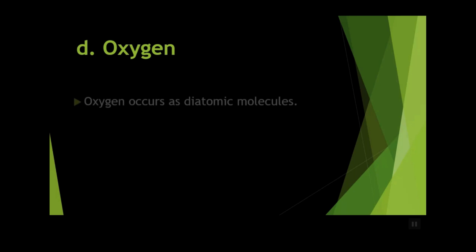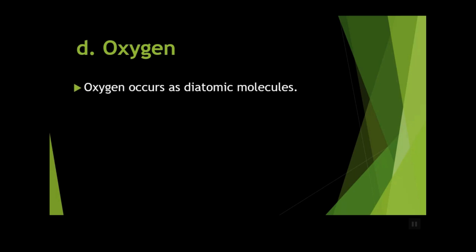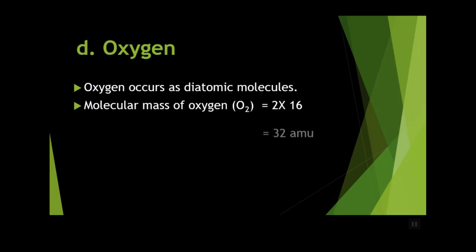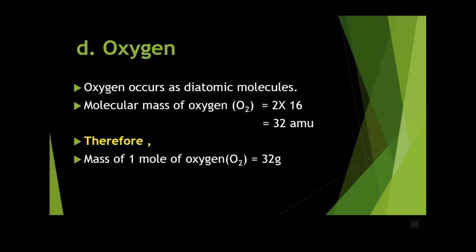Now, oxygen. Oxygen occurs as diatomic molecules. Students, just like iodine and nitrogen, we have already discussed that they are non-metals and they occur as diatomic molecules, and oxygen also occurs as diatomic molecules. So we will find the molecular mass of oxygen molecule. So molecular mass of oxygen is 2 into 16. 16 is the atomic mass of oxygen. So we get 32 AMU. Therefore, mass of 1 mole of oxygen is 32 gram.